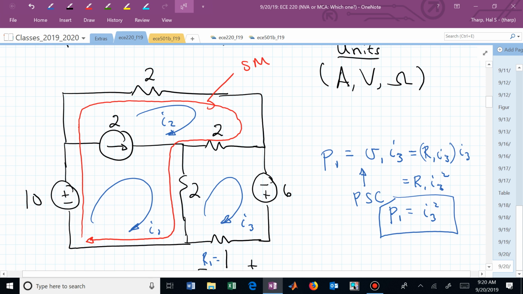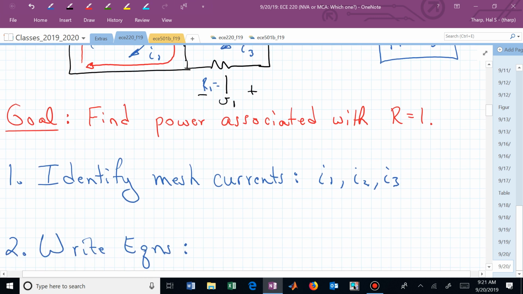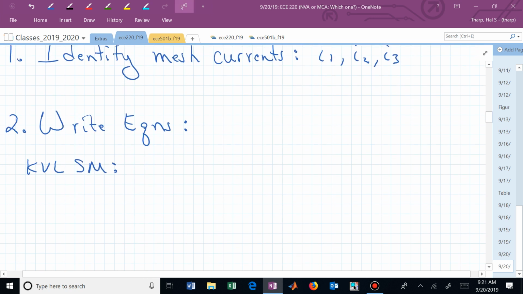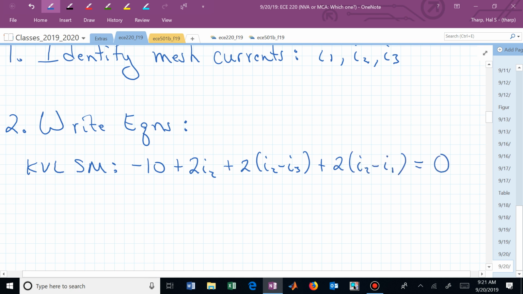Then going down in the vertical 2R resistor, what's the drop from top to bottom? Voltage. It's 2R times the net current down, I1 minus I3. And then we're back to where we started. That's now the super mesh KVL. Let me see if I can write that down. That's now minus 10 plus 2 times I sub 2, plus 2 times I sub 2 minus I sub 3, plus 2 times I sub 2 minus I sub 1, and then we were back where we started.